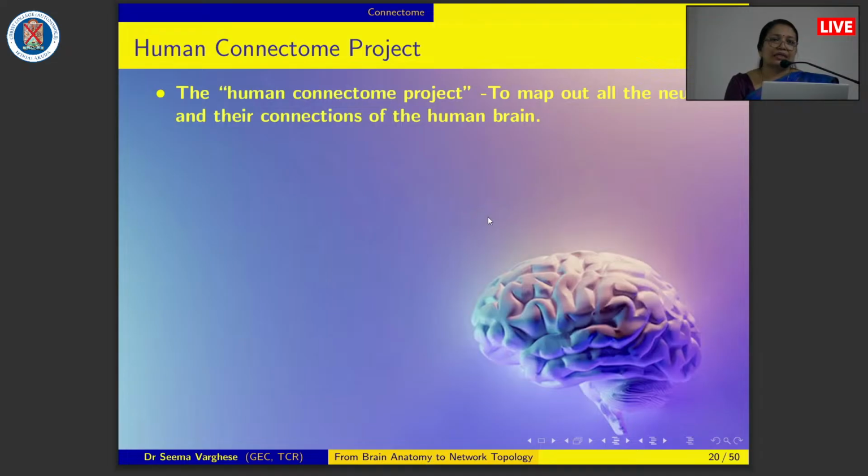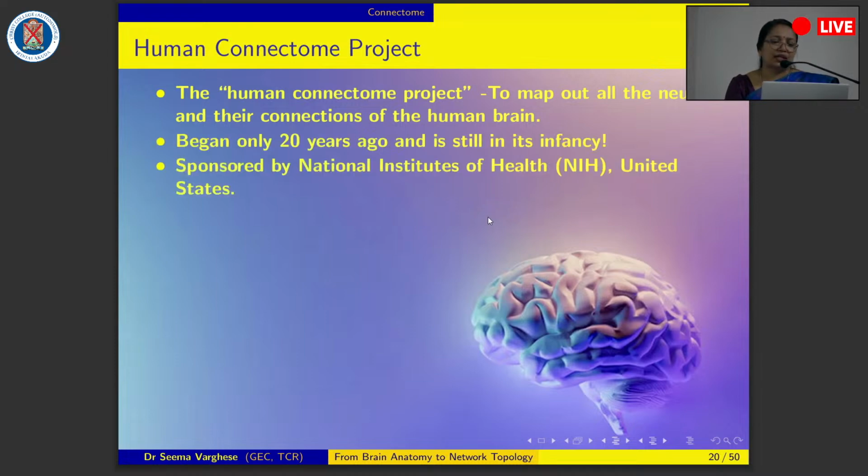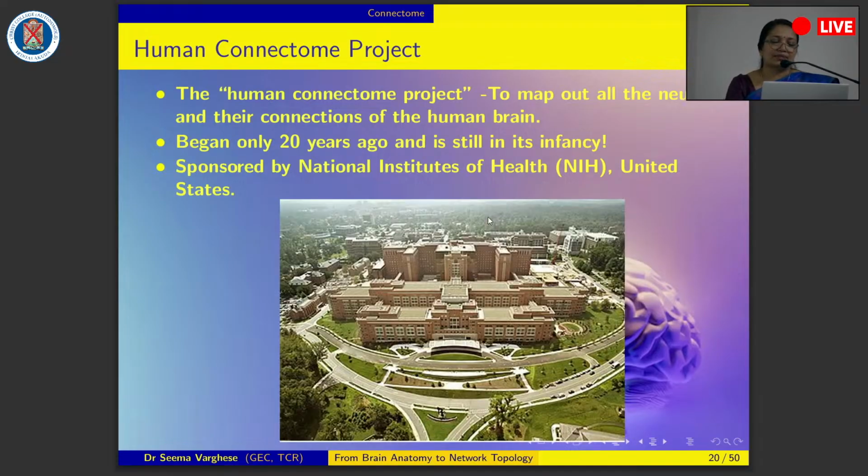Now what about the Human Connectome Project? It is a project to map all the neurons and their connections. It's not finalized, it's still going on. It is sponsored by the National Institutes of Health, United States.